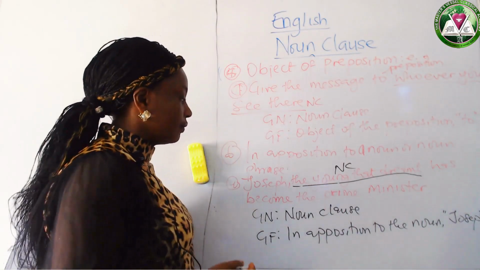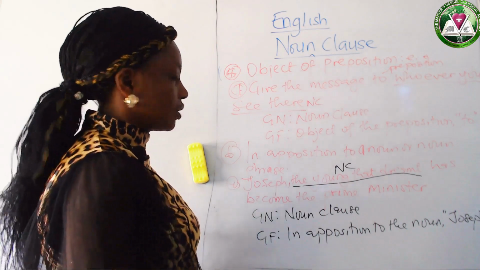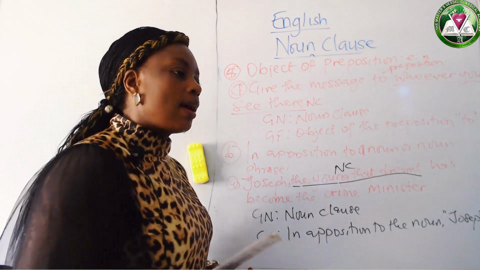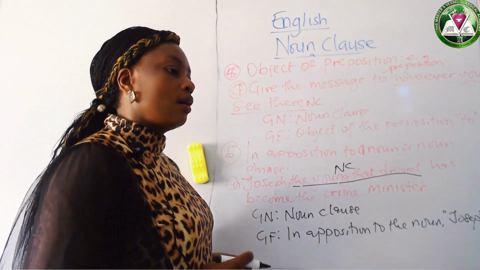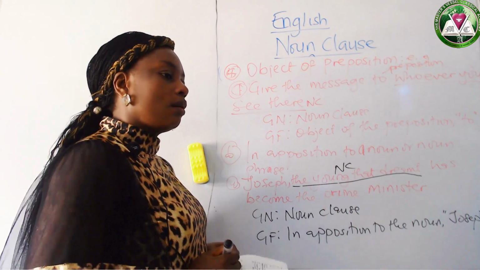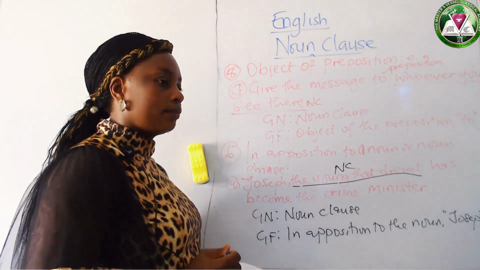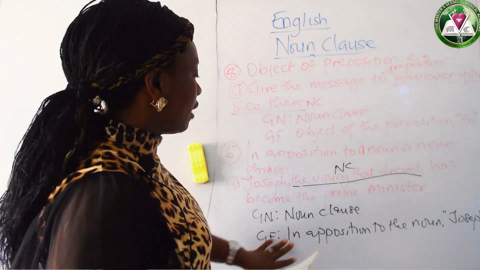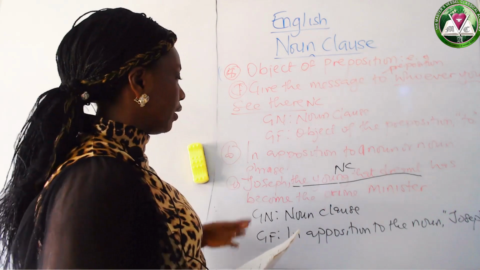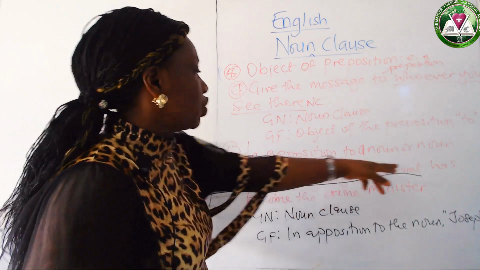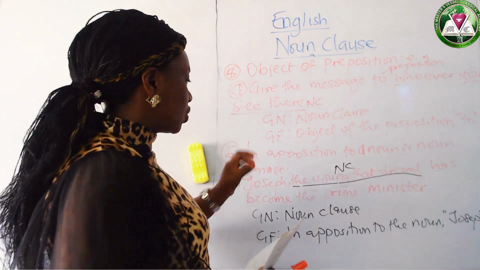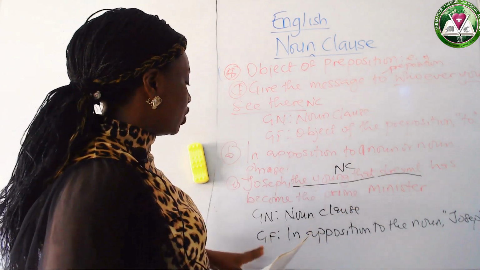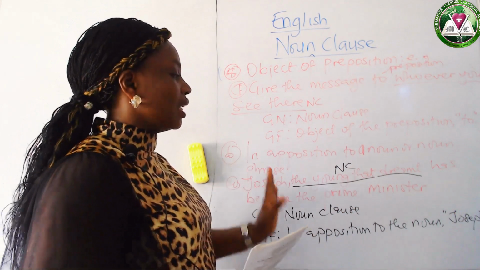Okay. In opposition to the noun, Joseph. We have the last one. Okay, I think we'll stop here. I think the example I've given you for in opposition to a noun is very clear. So we have Joseph, the young man that dreamt, has become the prime minister. So we have our NC as the young man that dreamt. Now, when you're identifying the GF, we say in opposition to the noun, Joseph.